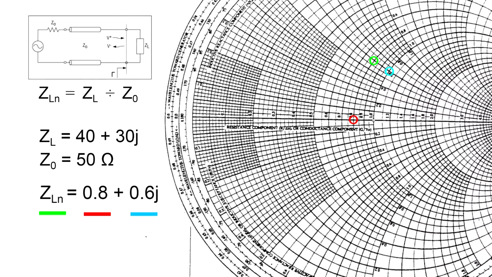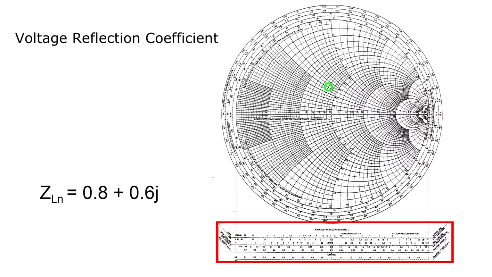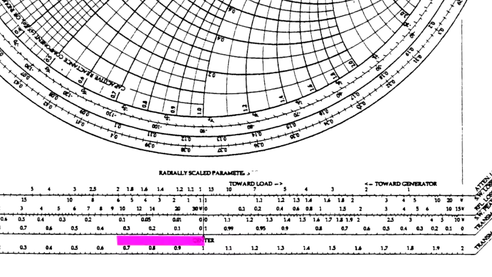Now that we've plotted the normalized load impedance, we can find the voltage reflection coefficient. Let's zoom out and take a look at the bottom of the Smith chart. Here we can find a measurement scale that can be used to measure the voltage reflection coefficient. First, we measure the distance from the center of the circle to our plotted point, then translate it onto the ruler. It looks like our voltage reflection coefficient is about 0.34 toward the source.